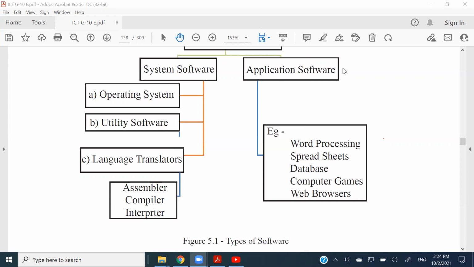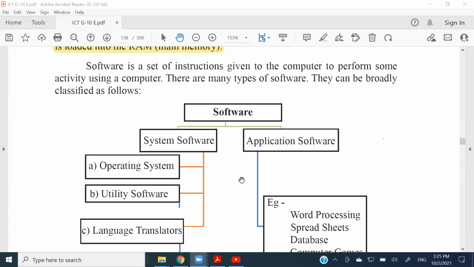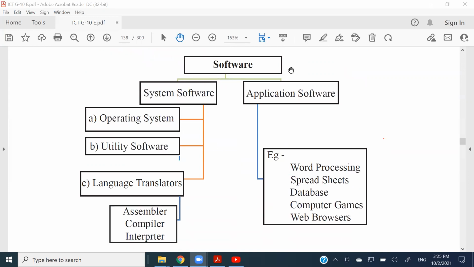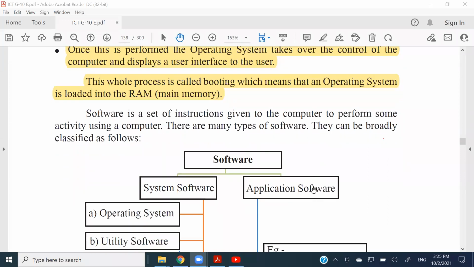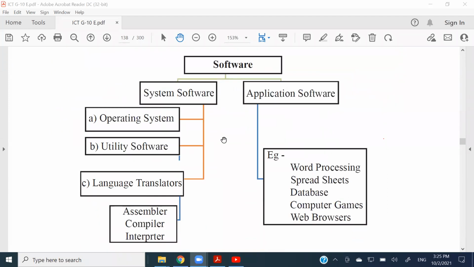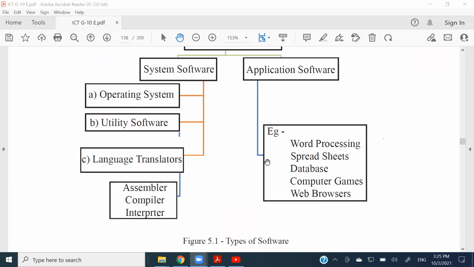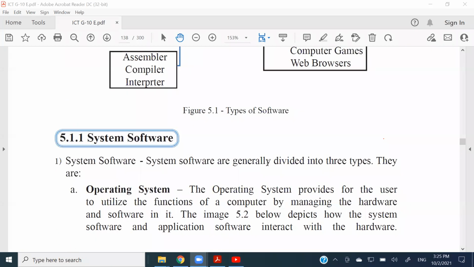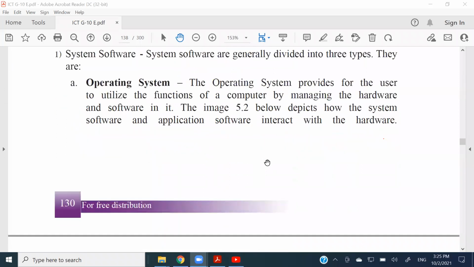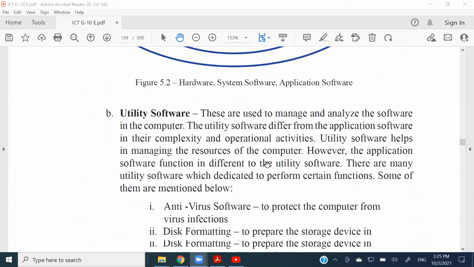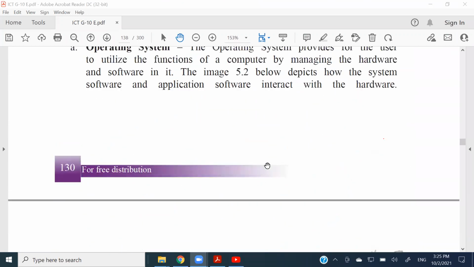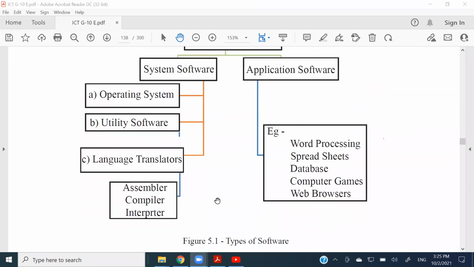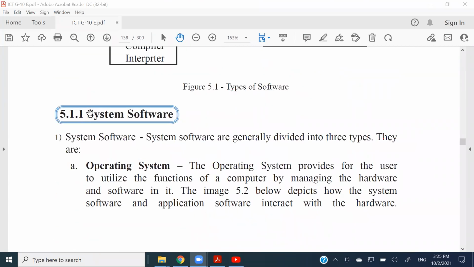Right. Okay. So I want you to keep space to draw this diagram. Leave sufficient space to draw this particular diagram. It is briefly describing the system software, utility software, and language translators. So once you leave the spaces to draw this, let's copy the important part from this note.